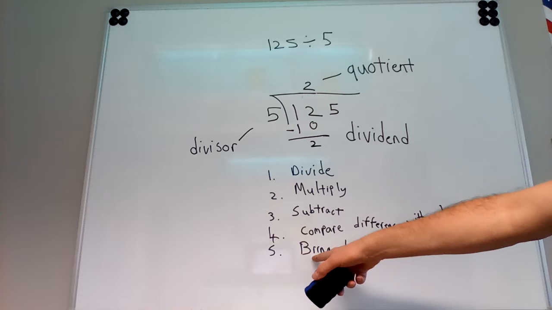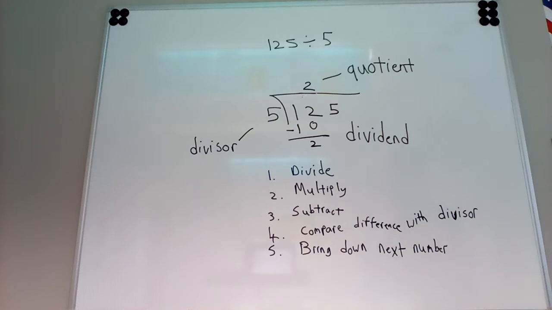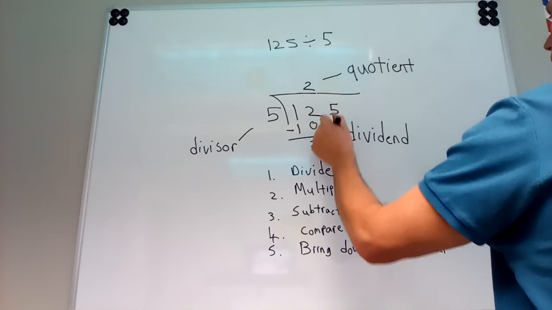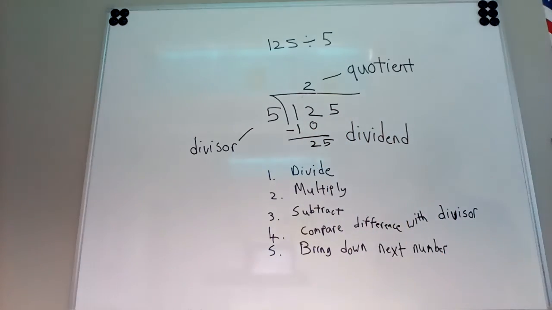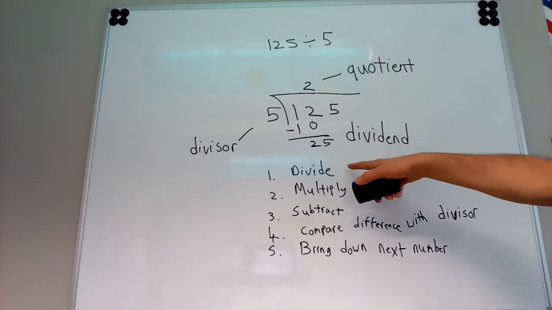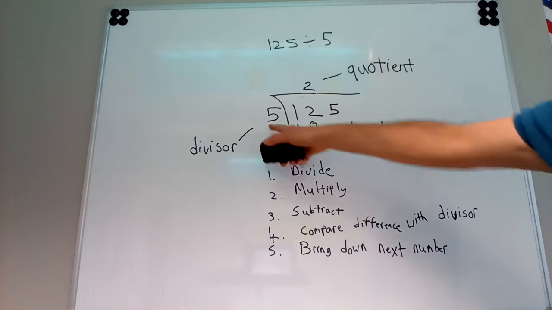Now I'm to step 5, which we haven't had before. Bring down the next number. Well, notice I have a 5 here. I'm not going to subtract it from anything or add. I'm just going to drop it down. I'm going to bring it down here next to that 2 that I already have. And then I'm going to go back to my steps again. I start over.